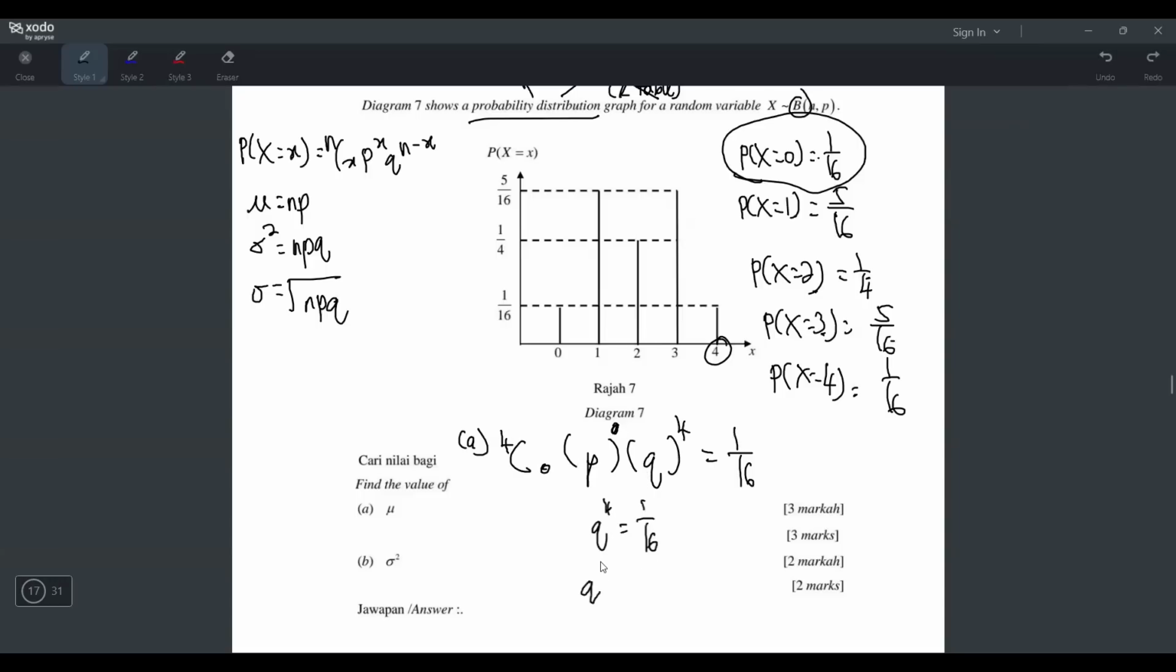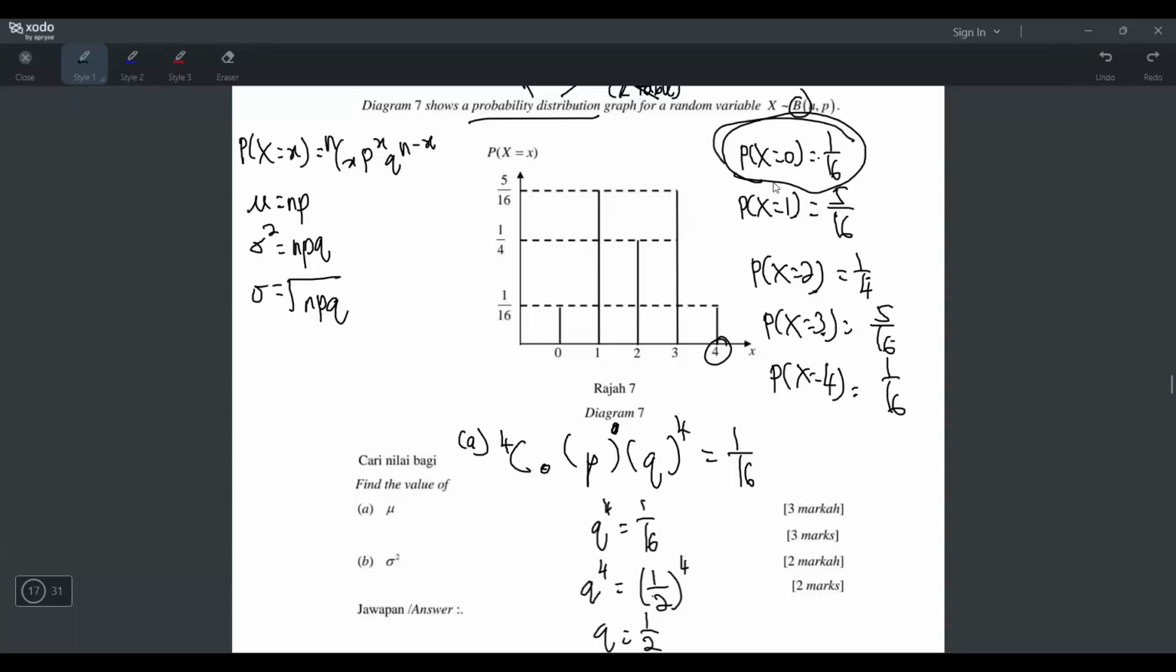So now you can find Q. How to find? Try to make this power 4 also. 1 power 4 is 1, 2 power 4 is 16. This side is something power 4, so I try to make this side also power 4. What value power 4 is 1/16? 1/2, because 1 power 4 is 1, 2 power 4 is 16. Since the powers on both sides are the same, the base will be the same also. So Q is 1/2.